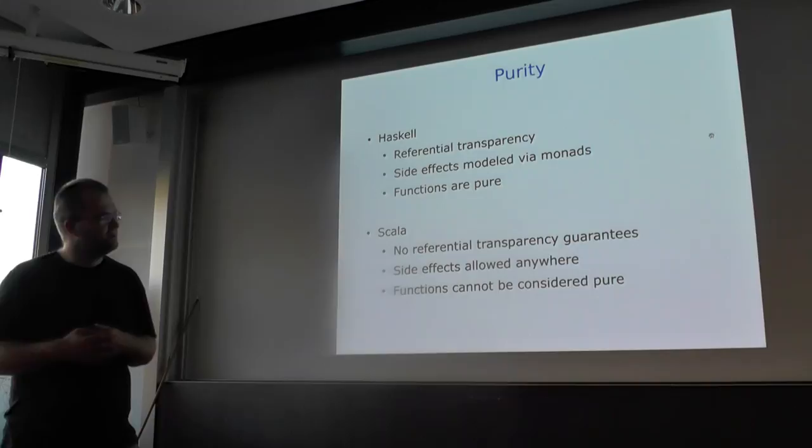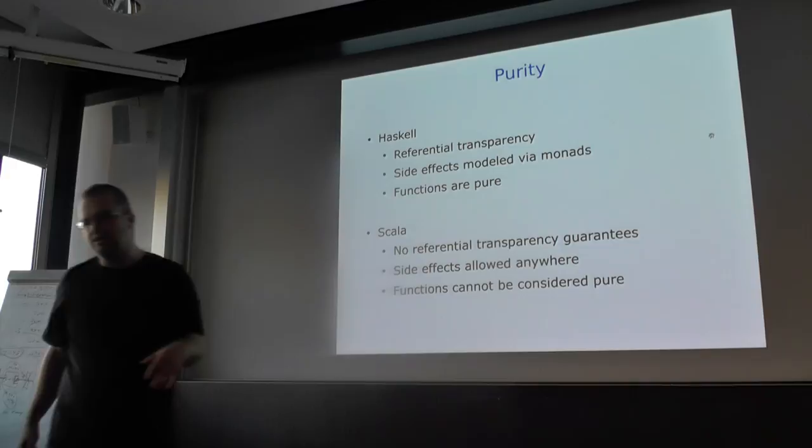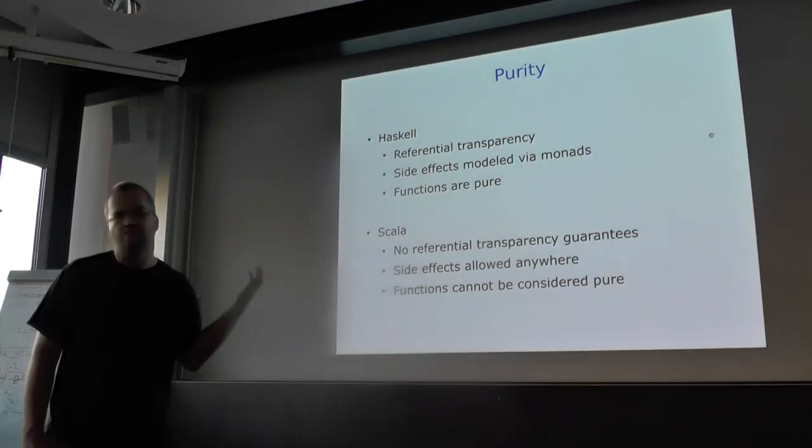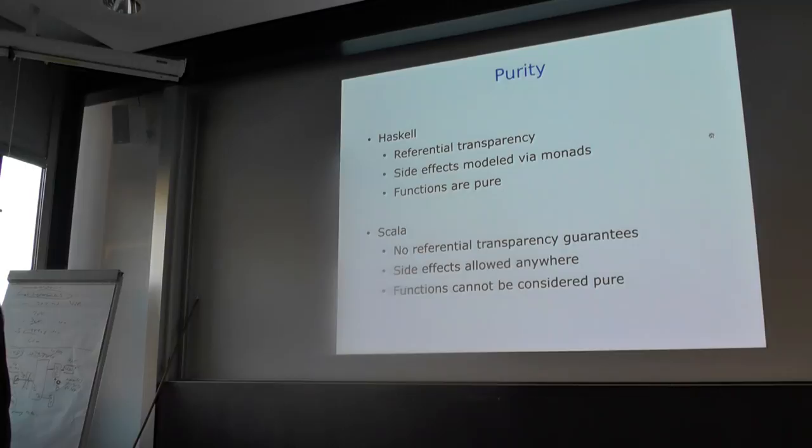And Haskell, as you all know, this is a Haskell meetup, so this is all quite nicely modeled. So this is really the big difference. If you are deciding between Haskell and Scala, this is probably the first thing to consider. Okay, do I want to be pure or not? Or is it okay for me to go with a non-pure language or not?